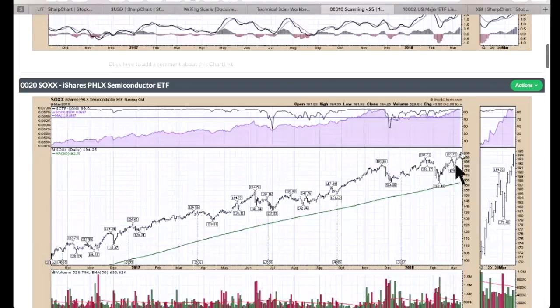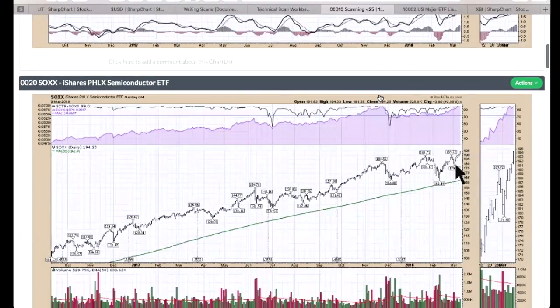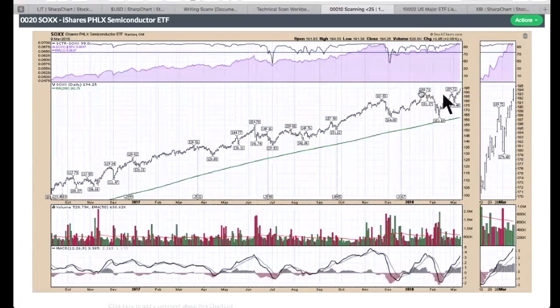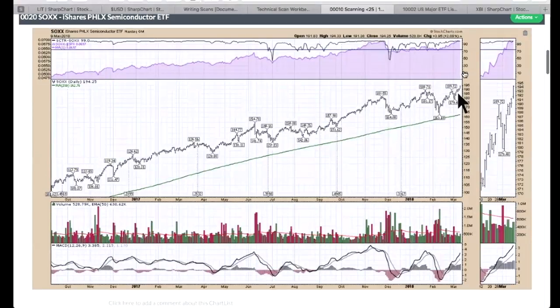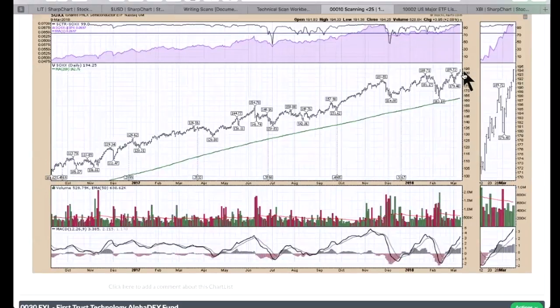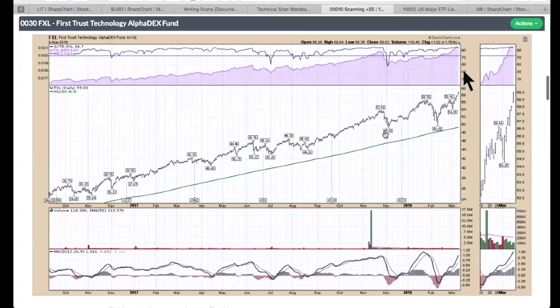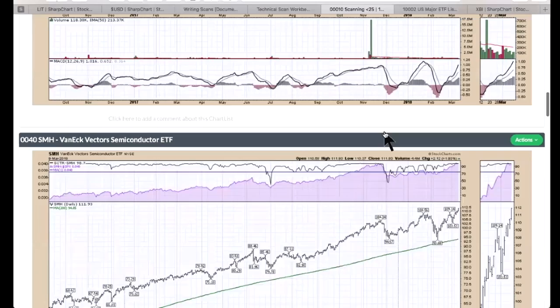Now, technology took off on Friday, so it's still probably going to show a lot of these that had a Friday close. I'll show it to you on other scan lists as well. But here's semiconductors breaking out to new highs. The AlphaDex fund, this is just technology, breaking out to new highs. Here's Vanguard semiconductors, tech and software breaking out to new highs.